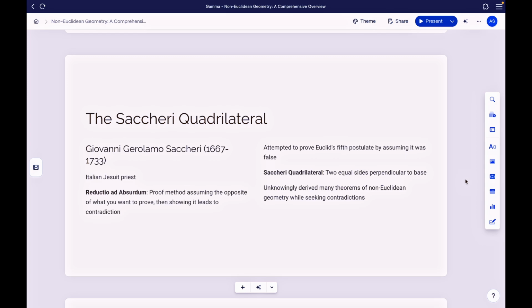Now, the Saccheri quadrilateral has two equal sides perpendicular to the base, and then of course there has to be a fourth side. And that derives many theorems of non-Euclidean geometry while seeking contradictions to a theorem in Euclid's fifth postulate, which is in Euclidean geometry. So it's interesting how a book from more than 2,000 years ago is still relevant even now, and it was the backbone of pretty much all non-Euclidean geometry as attempts to prove it were made.